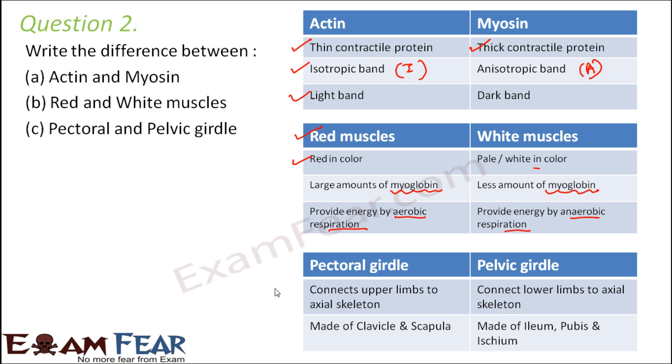Pectoral and pelvic girdle. Pectoral girdle connects the upper limbs to axial skeleton, that is hands. And pelvic girdle connects the lower limbs, that is the hind limbs. Pectoral girdle is made up of 2 bones, clavicle and scapula, whereas pelvic girdle is made up of 2 coxal bones which are made of ilium, pubis and ischium. So the composition is different for pectoral and pelvic girdle.